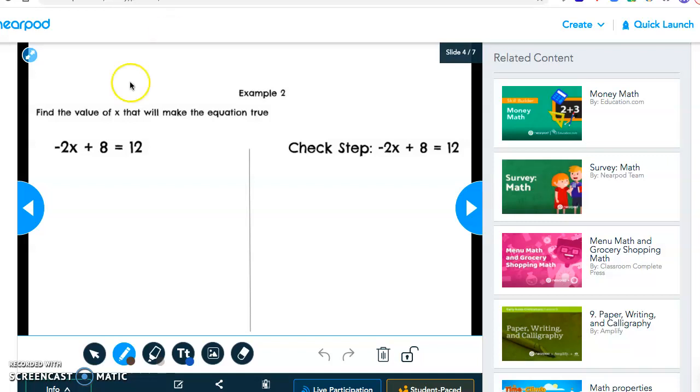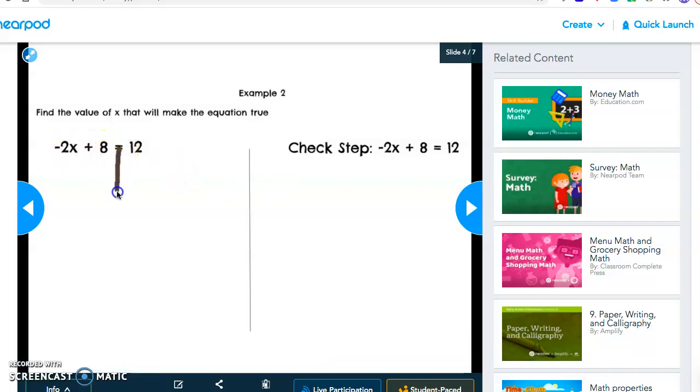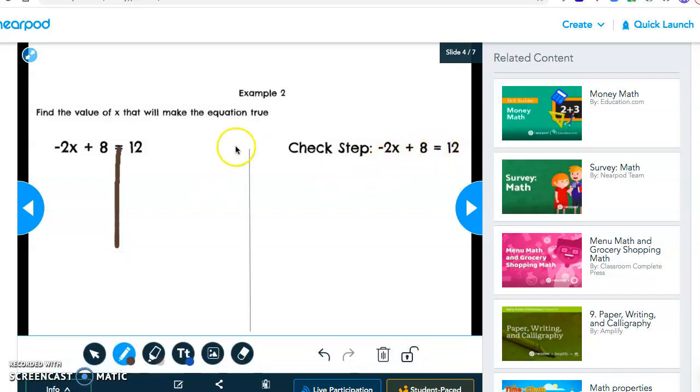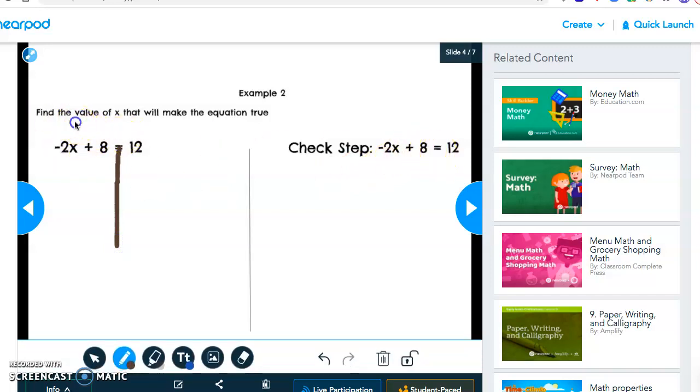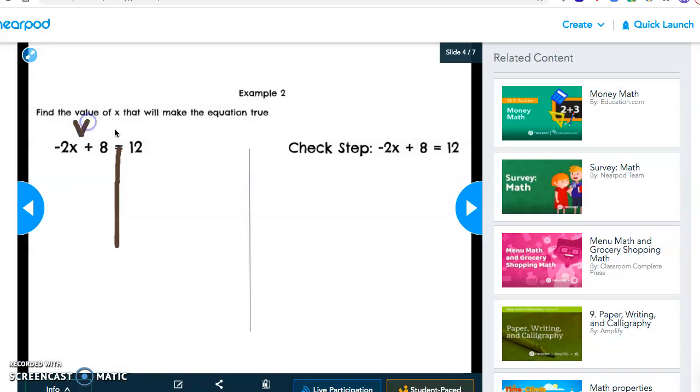So here we have negative 2x plus 8 equals 12. Okay, now this is going to be a little bit spicy. Just a little, you know? So first and foremost, let's put the line down the middle here. This is the side with a variable, so that's a v. This is the side with the numbers, so that's an n.